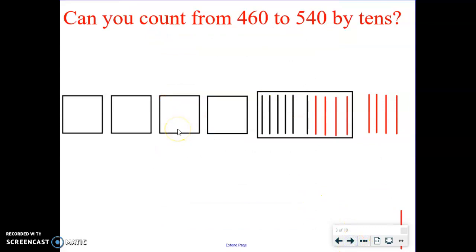On this slide, we have to count from 460 to 540 by 10. So I have 100, 200, 300, 400, 450, 460. If I keep counting on by tens, I'm at 460, 470, 480, 490, 500. Those 10 tens make a new 100. So I boxed them up to show that that's going to be a new 100. So now we're at 500. 510, 520, 530, 540.